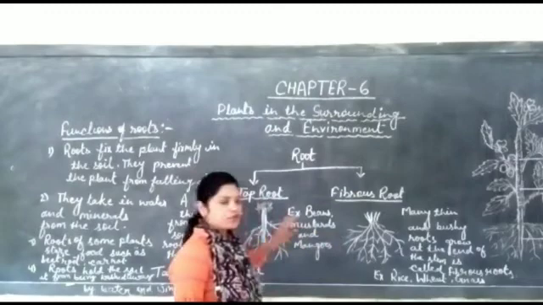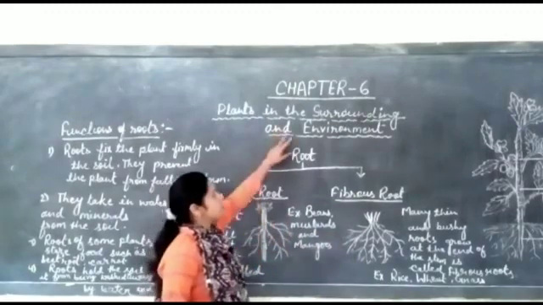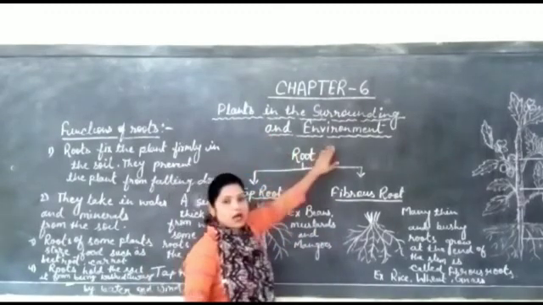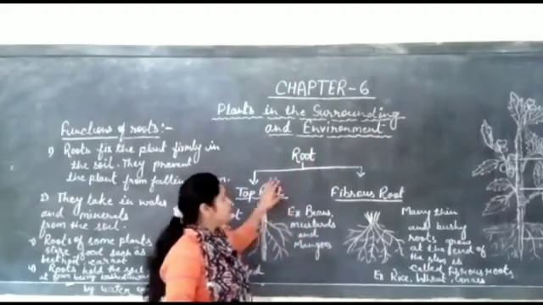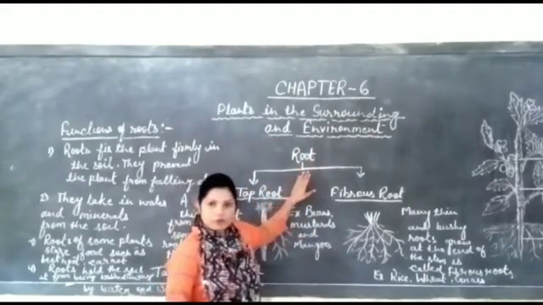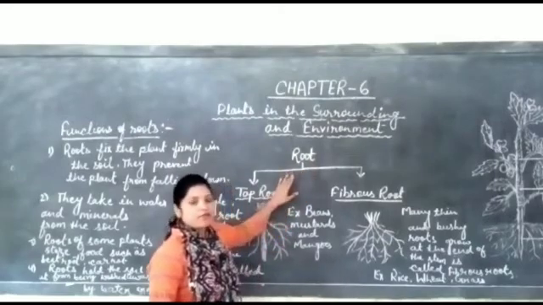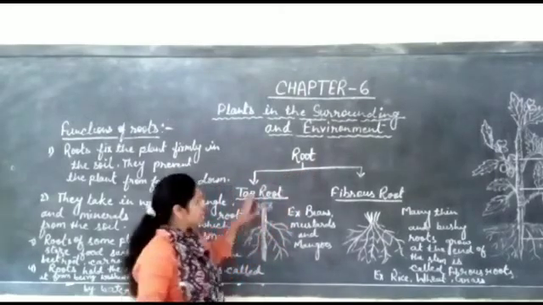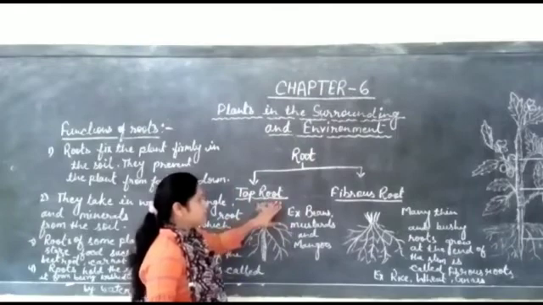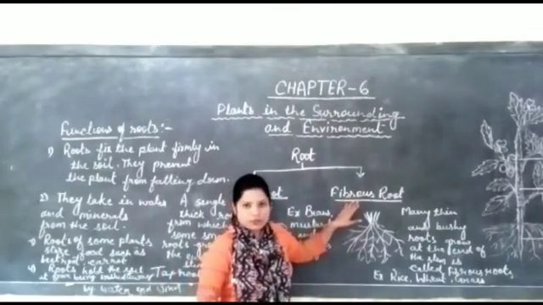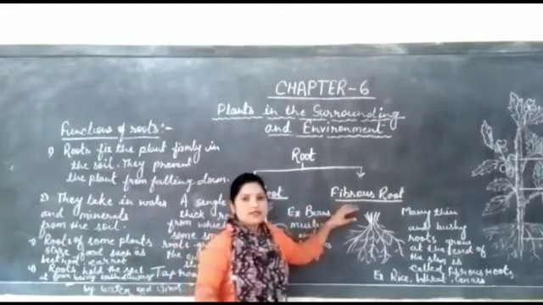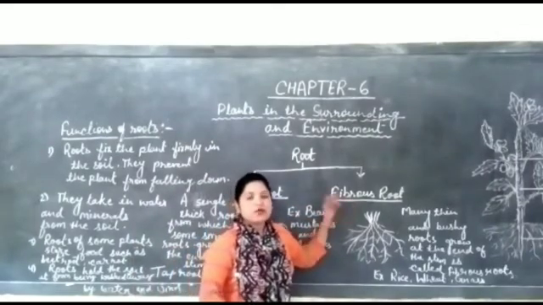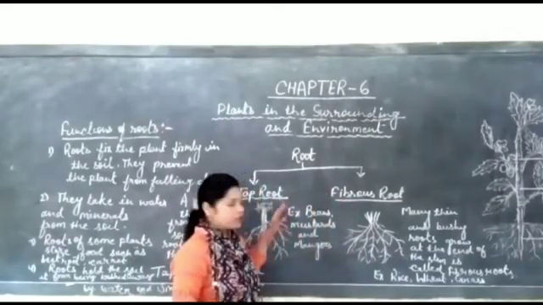Today we will continue with the same chapter. Chapter 6, plants in the surroundings and environment. Today we will see the different types of root. So roots are divided into two parts. The first one is taproot and the second one is fibrous root. Let us see what is the difference between both the roots.